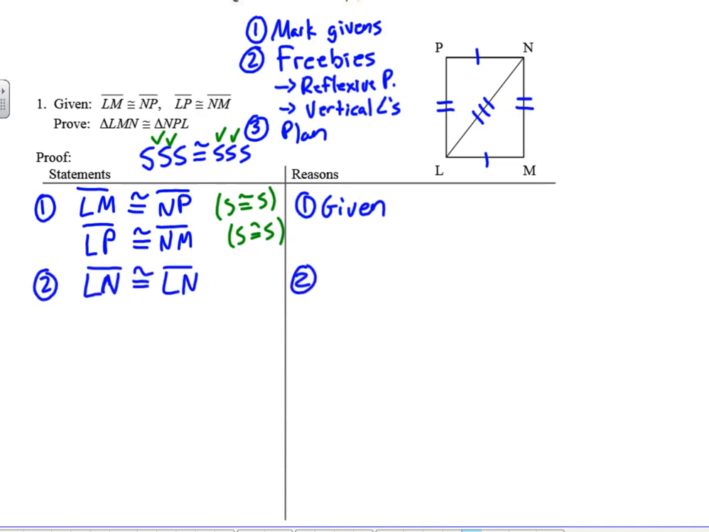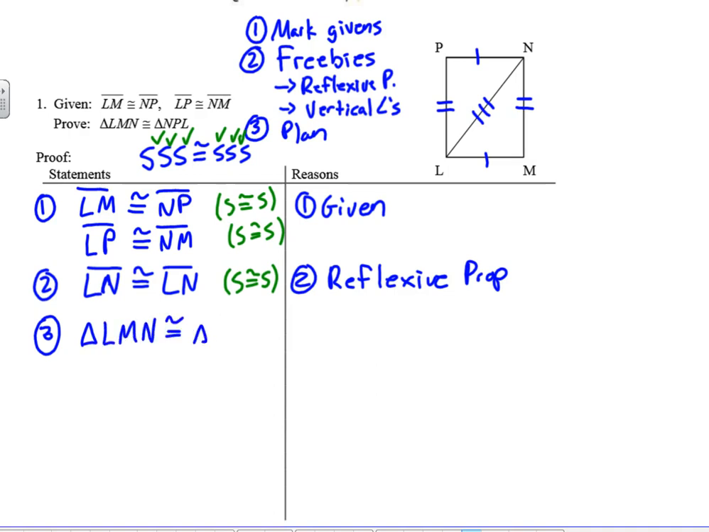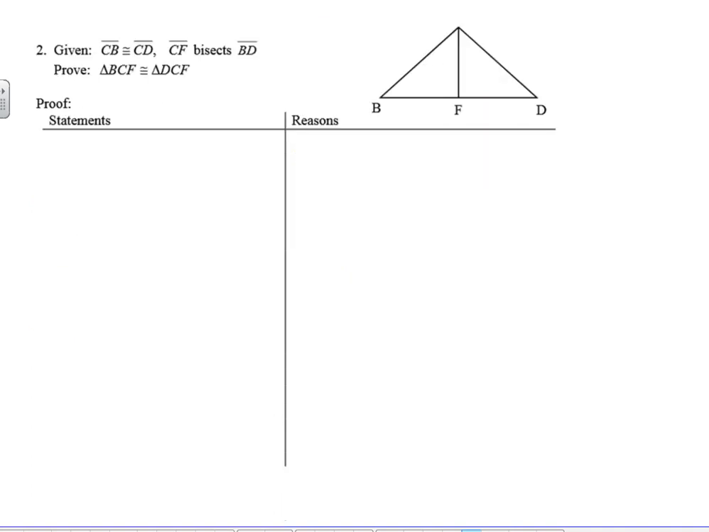Remember, when we're doing reflexive property, we want to think like you're looking in a mirror. So it should always be the same thing on both sides. And that was a side congruent to a side. So we've got statements that have all three sides congruent. And so therefore, we can say that triangle LMN is congruent to triangle NPL. And the reason is side, side, side congruent to side, side, side. Okay, so pretty basic, just givens and a freebie. We didn't need any of our proof parts on that one. We will in this one.